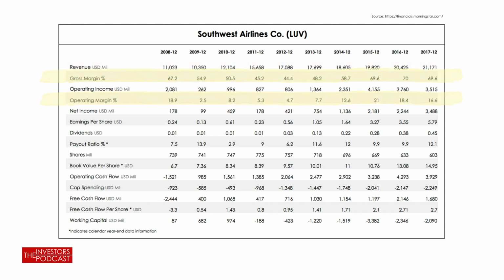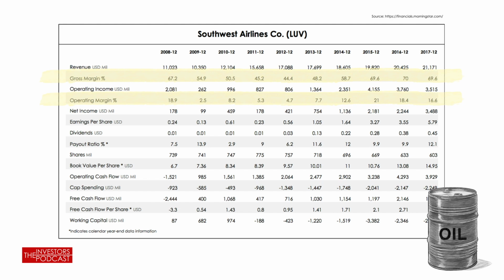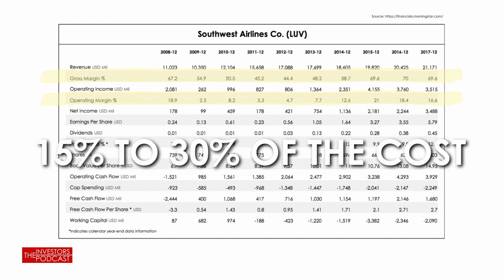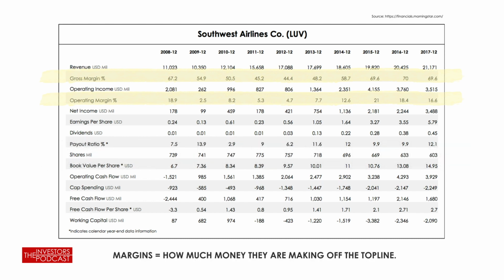Next, I'll look at the margins, and I look at both the gross margin and the operating margin. And as you can see here, over the recent years, you have seen generally that they have improved. A lot of that has to do with the oil prices that we talked about before, which is so fundamental to the cost. Remember, historically, it's between 15 and 30% of the cost, so it has a dramatic impact. Remember, the margins are how much money they are making off the top line, which again is why it's so important that you have a growing top line.